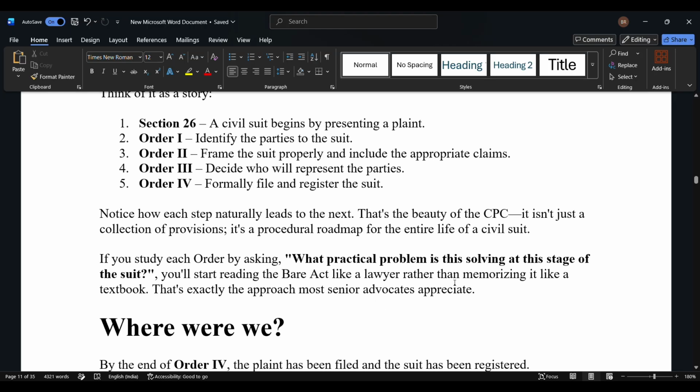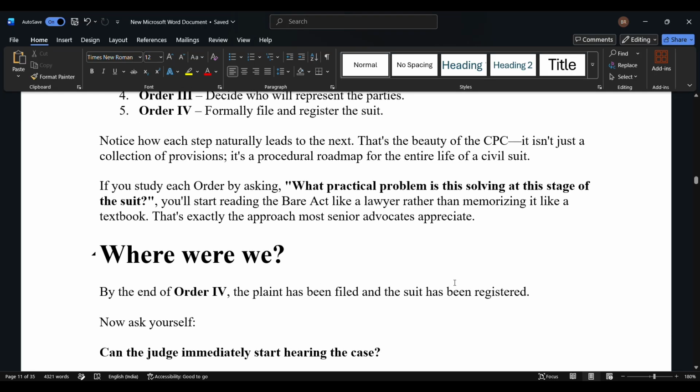That's the beauty of the CPC. It isn't just a collection of provisions, it's a procedural roadmap for the entire life of a civil suit. If you study each order by asking, what practical problem is this solving at this stage of the suit, you'll start reading the Bare Act like a lawyer rather than memorizing it like a textbook. That's exactly the approach most senior advocates appreciate.